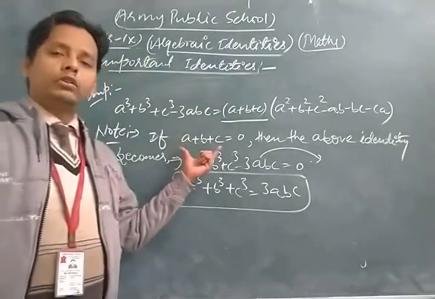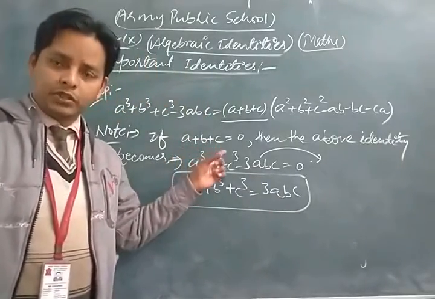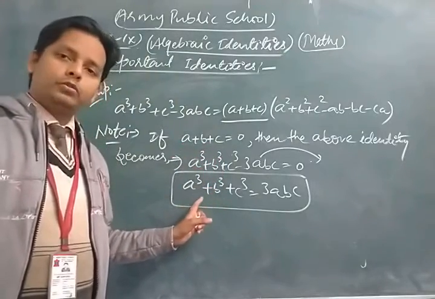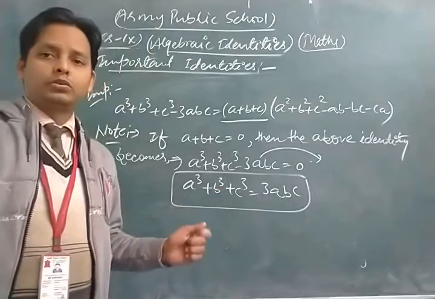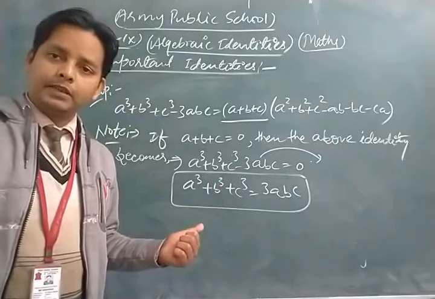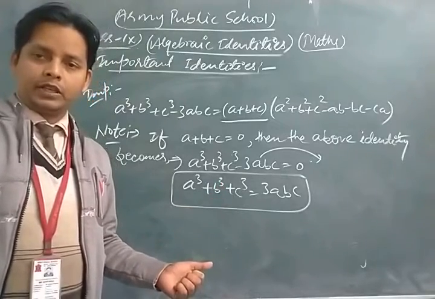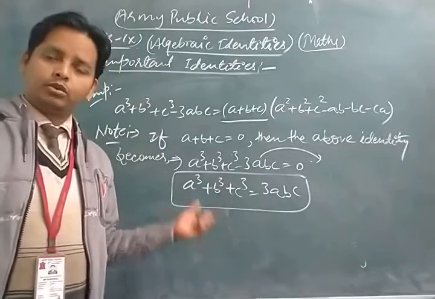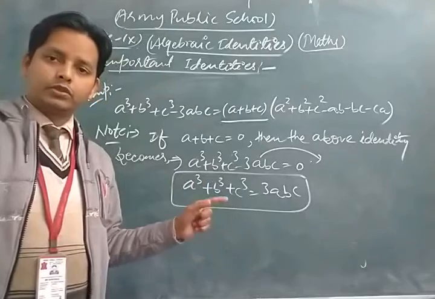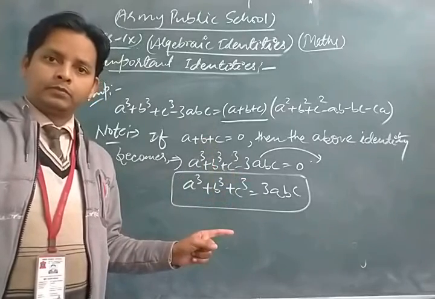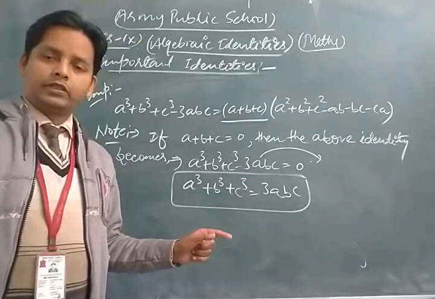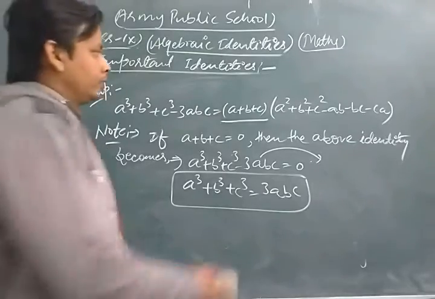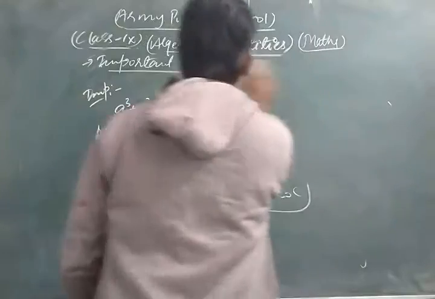If, dear student, the value of A plus B plus C is equal to 0, in that condition, the value of A cube plus B cube plus C cube is equal to 3 times ABC. So this is the very important result. So please, dear student, first of all, learn all the important identities. After that, you can solve each and every question of your NCERT exercise. Now we take and solve some important questions based on these identities.